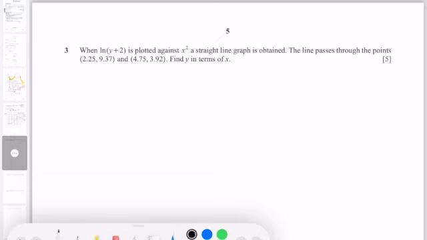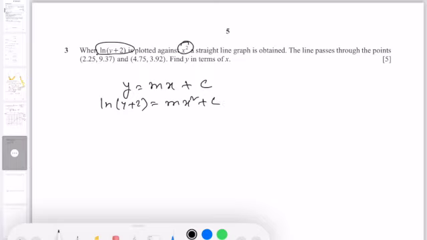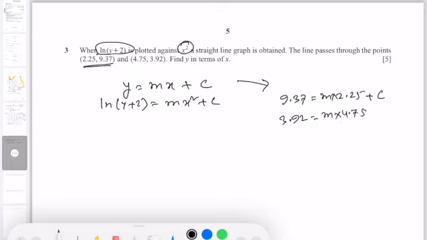We know that y equals to mx plus c. Here y is ln y, so let me substitute it, y plus 2, and let me put m as it is. I don't know what is the value of f, but on the x-axis this is x square, this c, and this one is passing through these points, so easily we can find y is 9.37 equals to m, x is 2.25 plus c, and we can write 3.92 equals to m into 4.75 plus c.